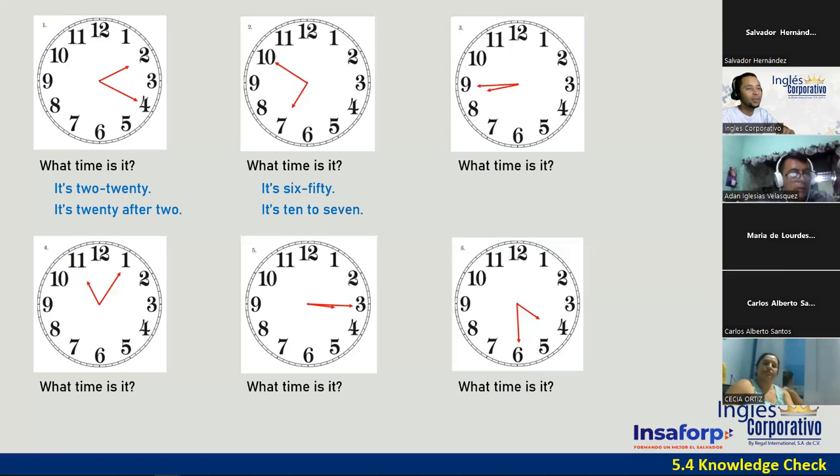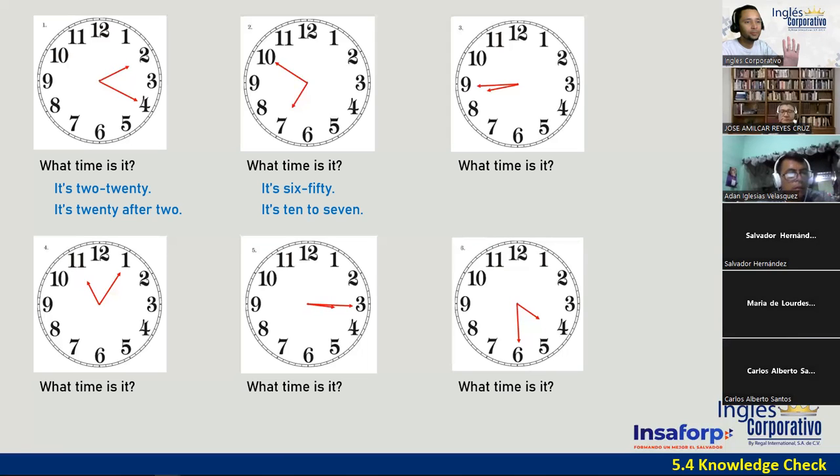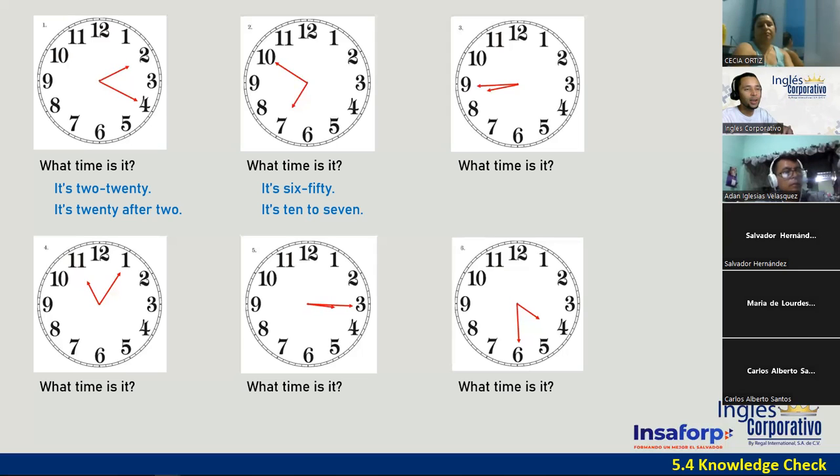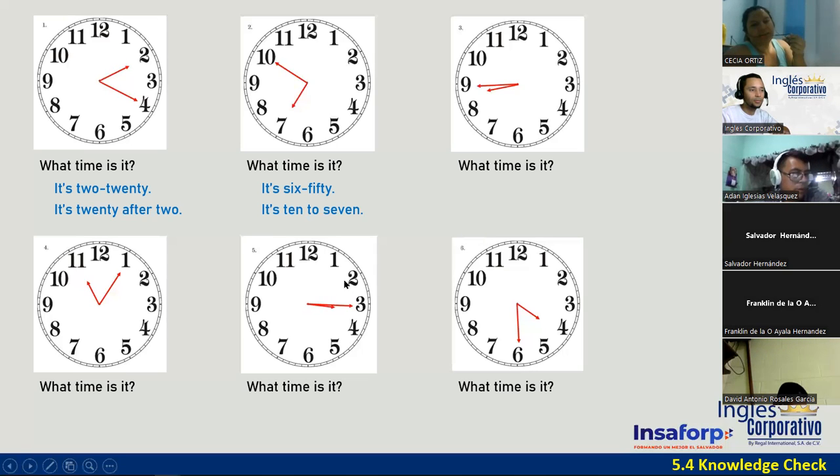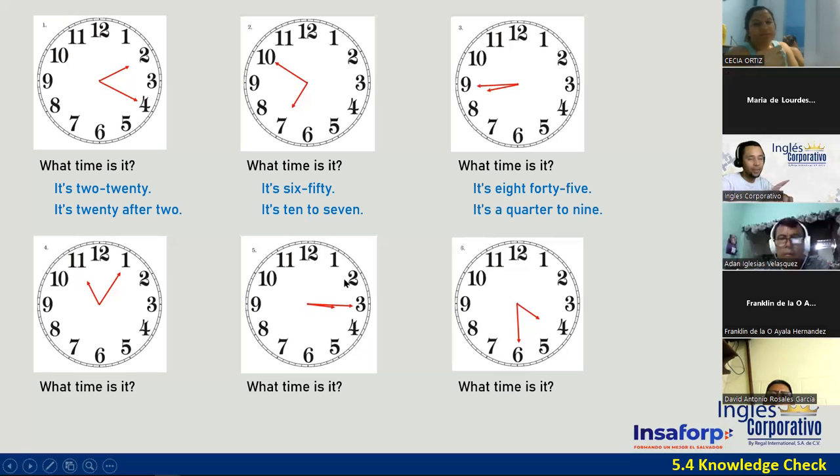Okay. Number 3. Cecia. It's a quarter to 9. It's 8:45. It's 8:45 or it's a quarter to 9. That is correct. Very good. Thank you, Cecia. Maria de Lourdes, number 4.